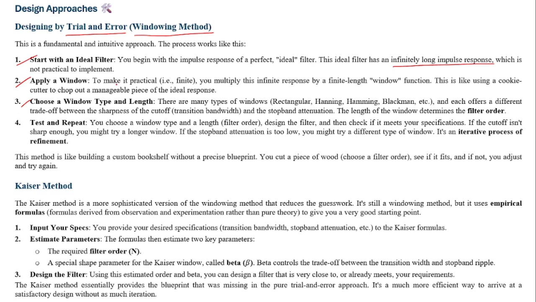There are several types of windows, like the rectangular window, Hanning window, Hamming window, Blackman window, and so on. The length of the window determines the filter order. Say, for example, the length of the window is 11. That means the order of the filter is 11 minus 1, which equals 10. So if you are given the length of the window, the order can be found by the formula length minus 1.